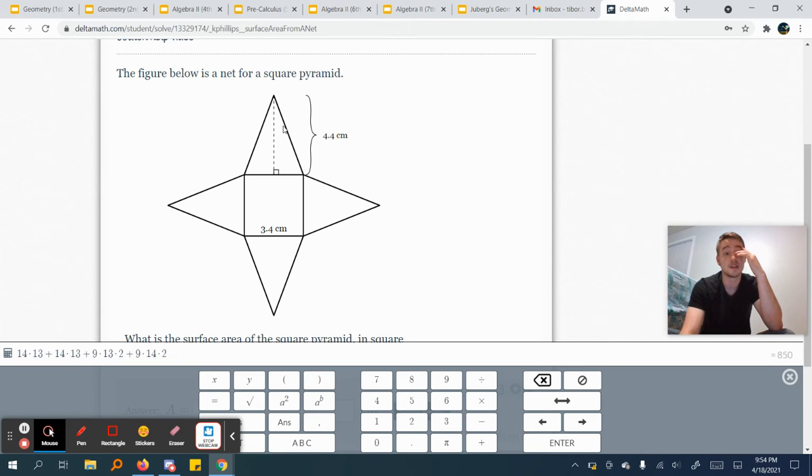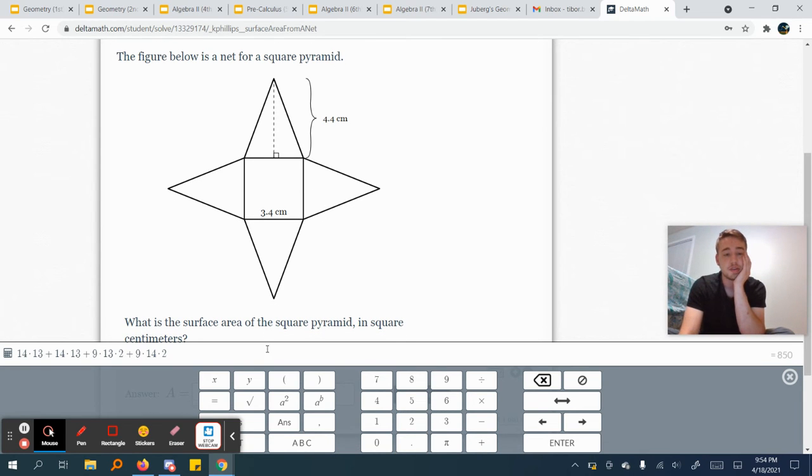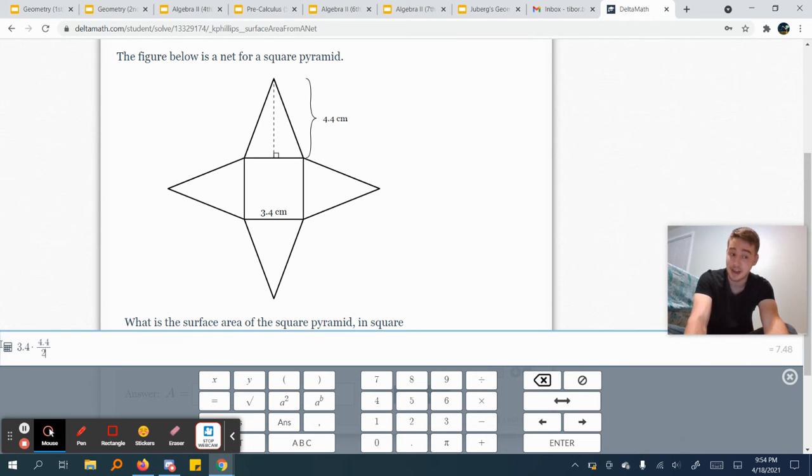Square pyramid is going to mean that it's got a square base and all 4 of the pointy sides are going to be the same shape and dimensions. So if we know the way to calculate this triangle, meaning 3.4 for the base times 4.4 for the height divided by 2, that's one of those triangle areas.